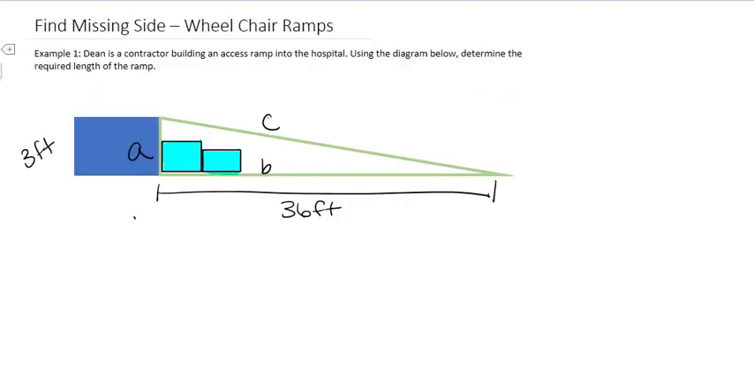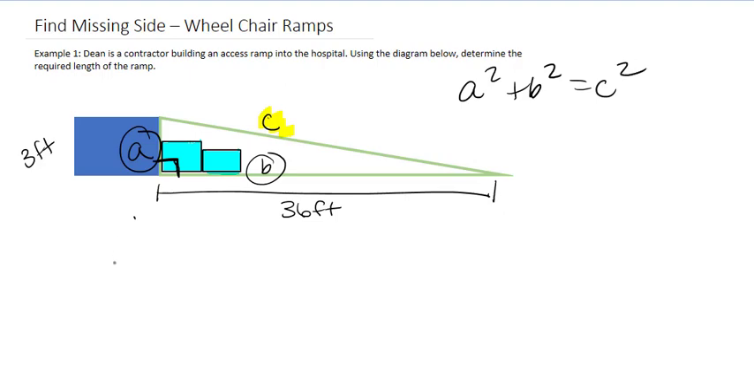So as we can see here, we have A, we have B, as this is attached to the right angle right here. Then we have C up here, which is the hypotenuse. And so the things we know are A and B. So let's write out our formula and let's go ahead and solve. So A squared is really 3 squared plus 36 squared, which is B, is equal to C squared.